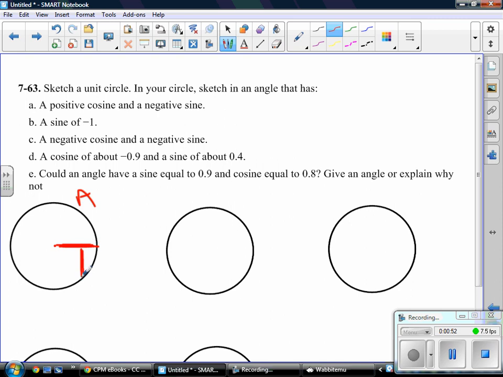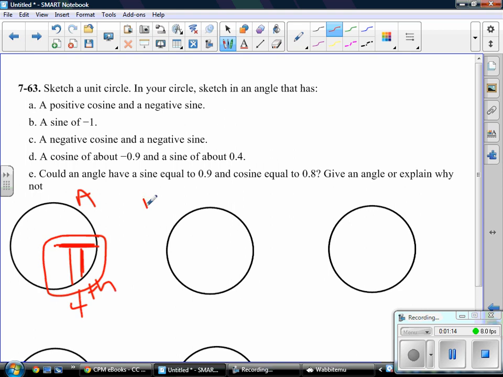It has a negative distance vertically. So any spot kind of in here is going to work for that. I'm always going to be going down to have my distance, and I'll have a positive horizontal distance. So anything in the 4th quadrant is going to work for part A, any angle.